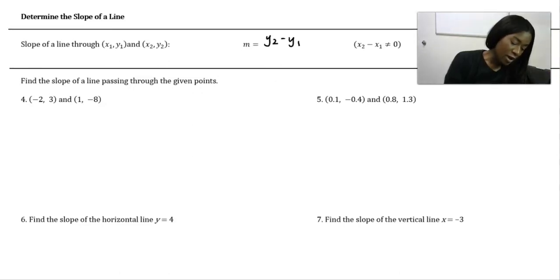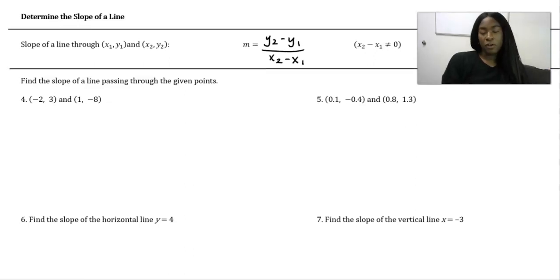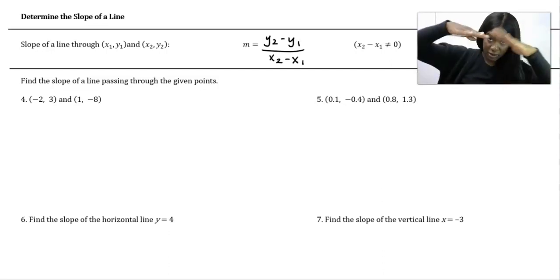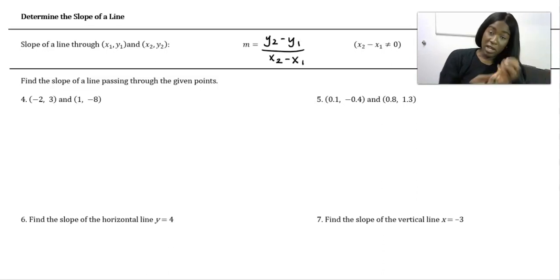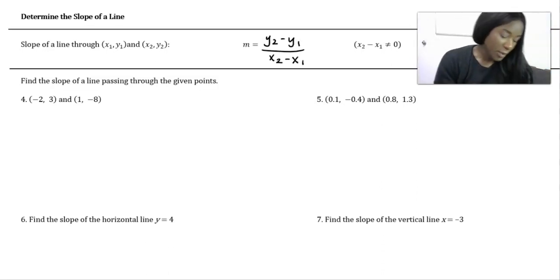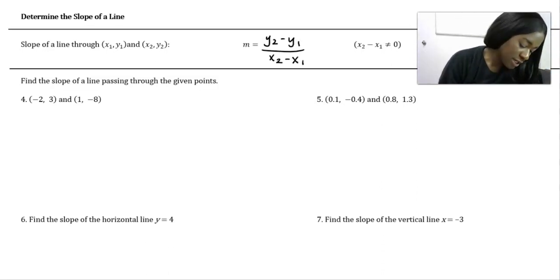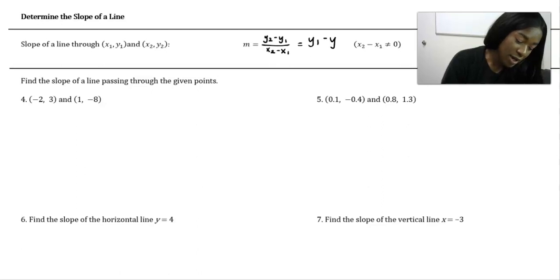y2 minus y1 over x2 minus x1. You may have heard slope referred to as rise over run. Rise is the difference between two y coordinates. Remember, y deals vertically, and run is the difference between two x coordinates. Running deals horizontally. This could also be written as y1 minus y2 over x1 minus x2.